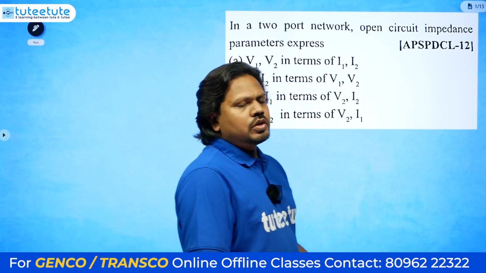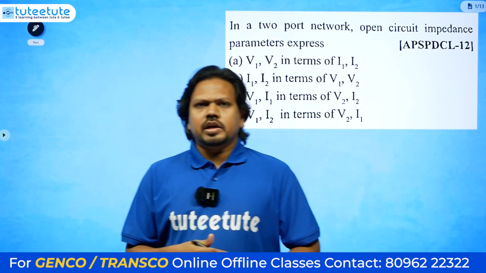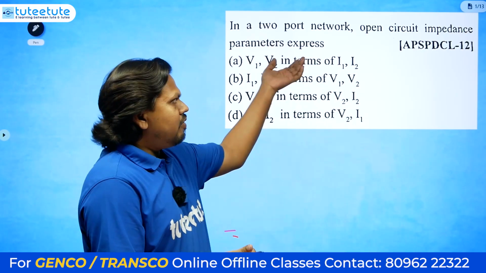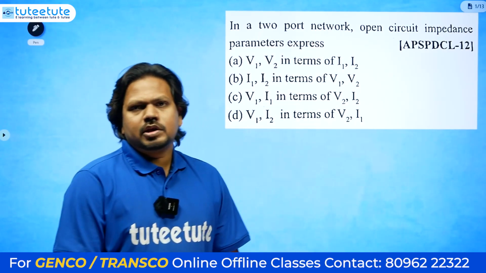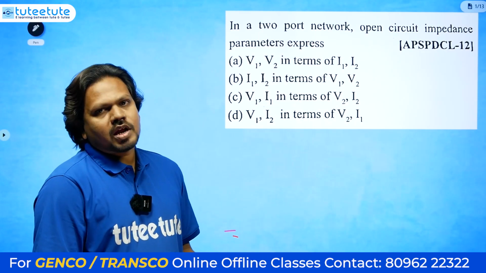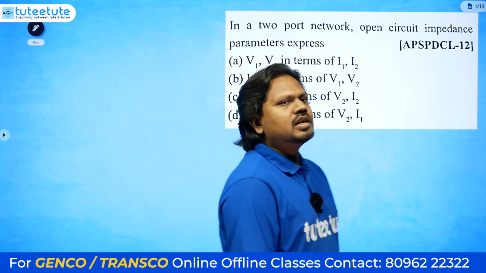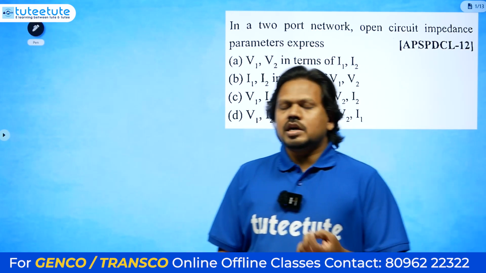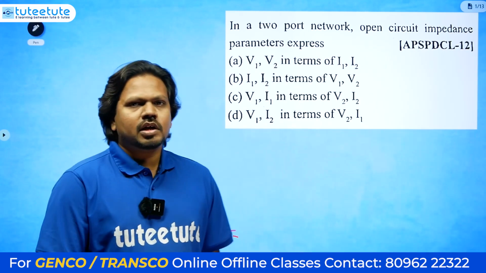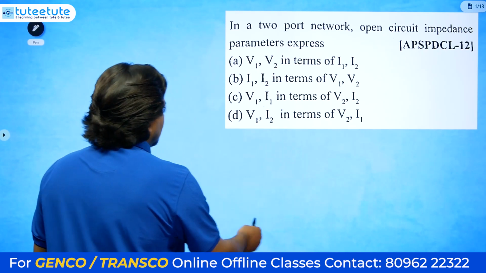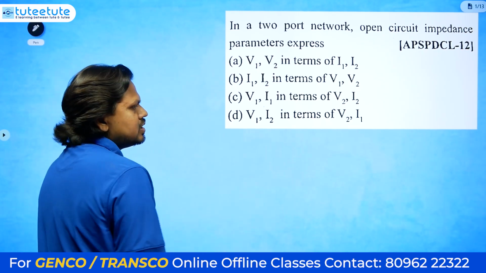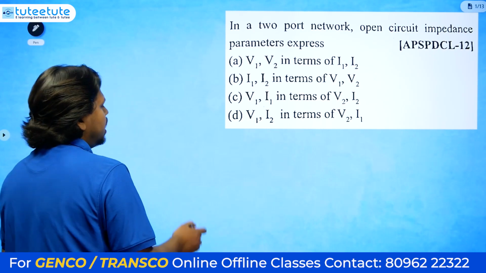But see, from this question we need to understand even more. They have asked about open circuit impedance parameters, but they may ask about H parameters. Generally the difficult ones are the H parameters or ABCD parameters. So I will give you all these, with independents and dependents, unknowns and knowns, each and everything.